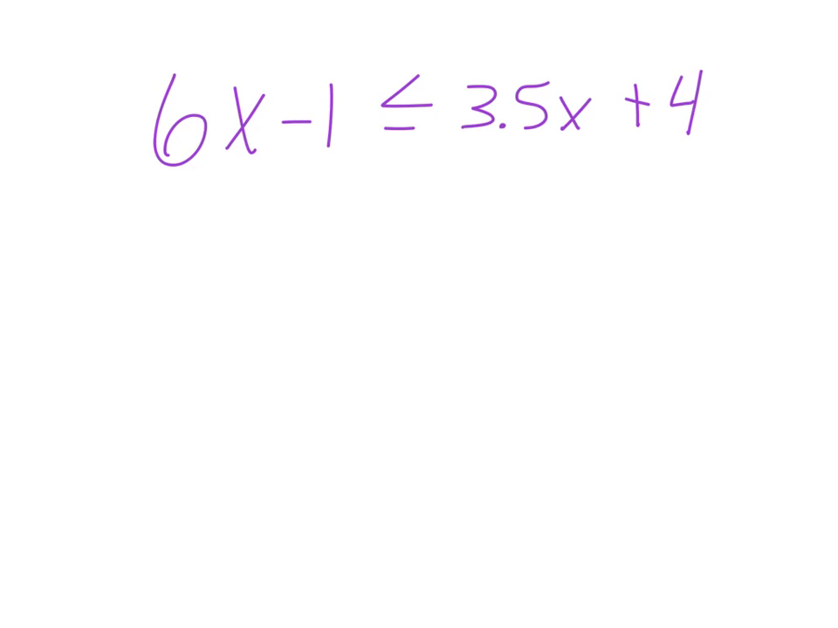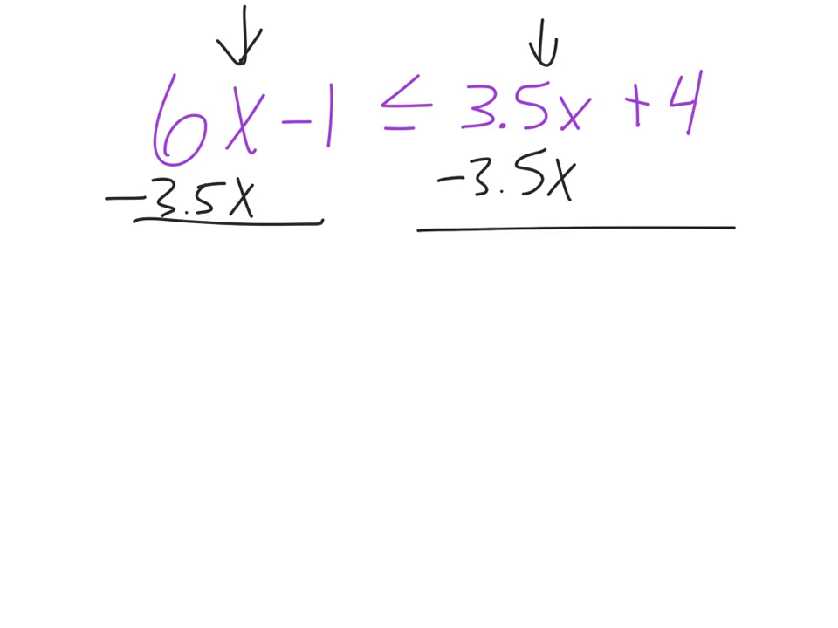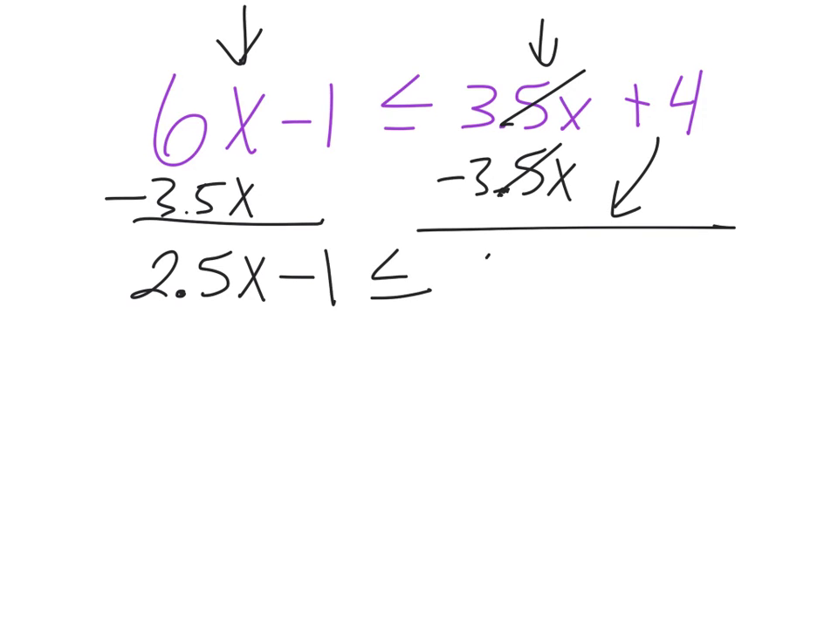Now, on this particular problem, notice I have x's on both sides, I have an x right here and an x right here. Well, it's going to be easier if I move this 3.5x to the other side because it's smaller than 6. Now, some of you might not like that because it deals with a decimal, or it could be turned into a fraction, but 6 minus 3.5 happens to be 2.5x. Now, I'm going to bring down my minus 1, bring down my inequality, and then on the right-hand side, I simply bring down the 4.